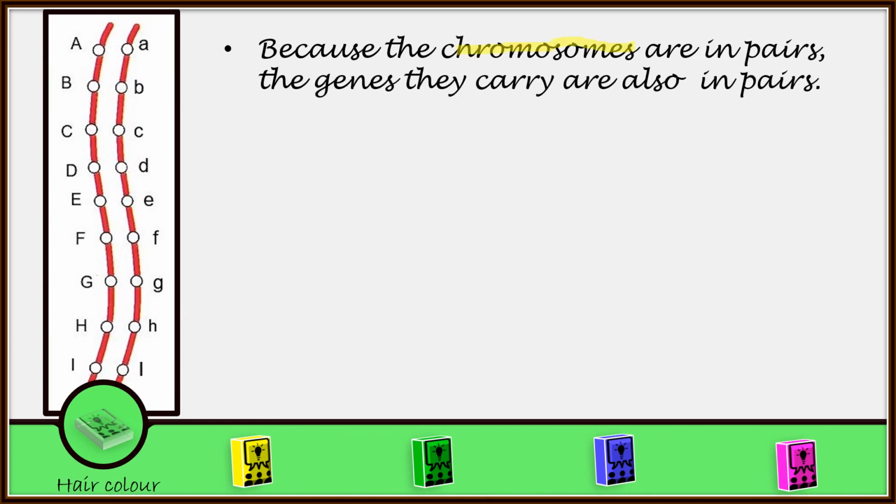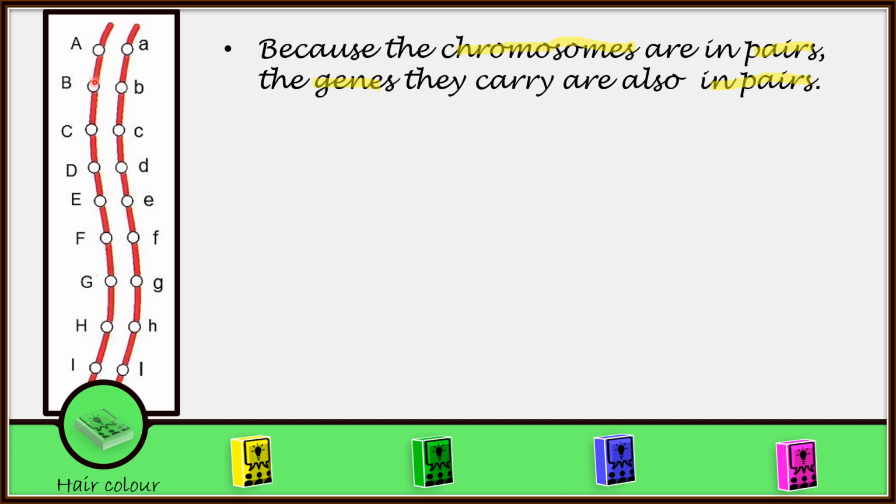Because the chromosomes are in pairs, the genes they carry are also in pairs. We have said that the chromosomes are always moving in pairs. One of the chromosomes came from the male parent and the other chromosome came from the female parent. And because of that, they also carry the genes. The genes are also in pairs.